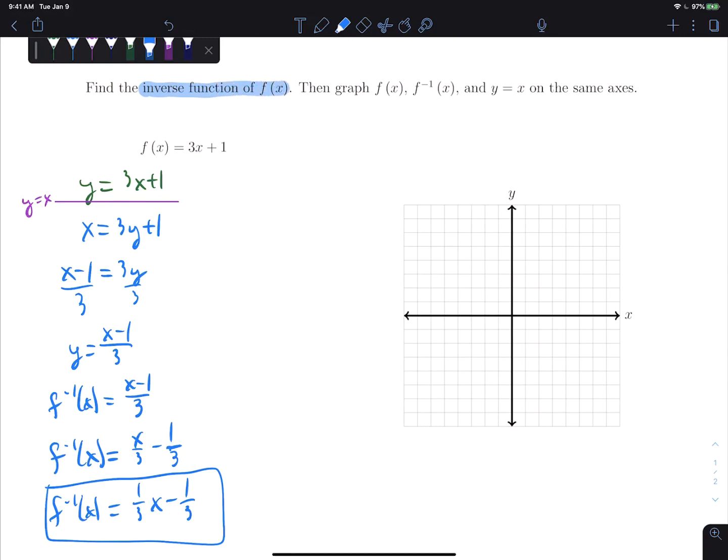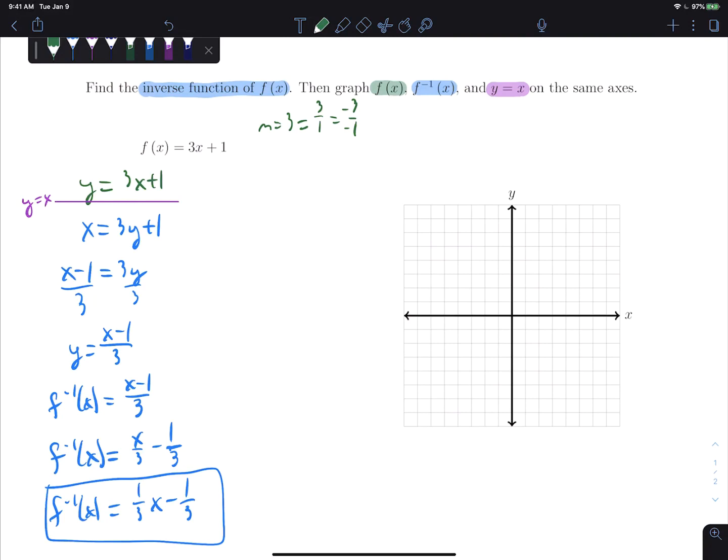Now what we want to do is graph f of x, graph f inverse of x, and graph y equals x all on the same axes. So the first thing I'm going to do is graph f of x, and f of x is 3x plus 1. That's a line. The y-intercept is 1. The slope is 3. Remember, m equals 3 is the same thing as 3 over 1, which is the same thing as negative 3 over negative 1.